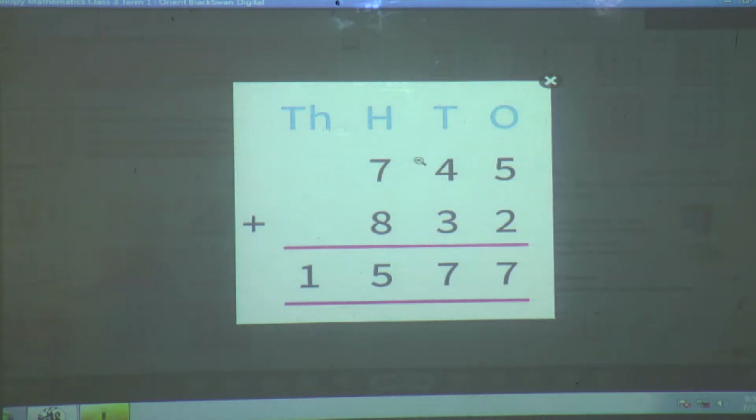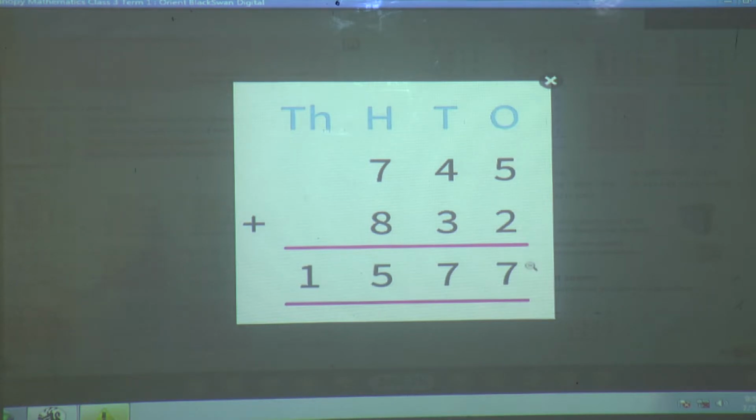See, here two numbers are there. The first number is 745, which is a 3-digit number, and 832, this is also a 3-digit number. Now what we are going to do? We are going to add these two 3-digit numbers. Now let us see. We will start from the ones place. Always we should start from the ones place.